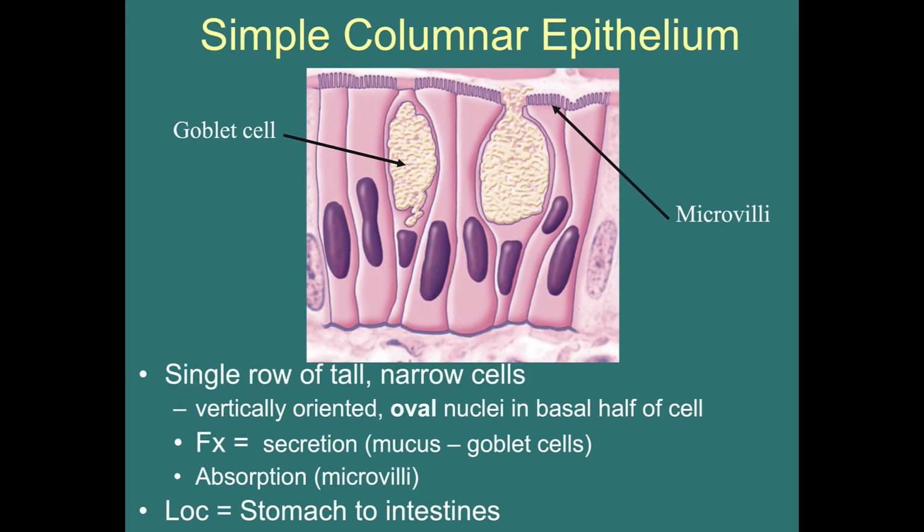Now you'll also notice up here this little brush border. These are called microvilli. They are extensions of the plasma membrane, and those extensions increase the amount of surface area. And so these microvilli help with absorption. So we tend to find this in our stomach through our intestines, where we need lots of surface area to absorb as many nutrients as possible.